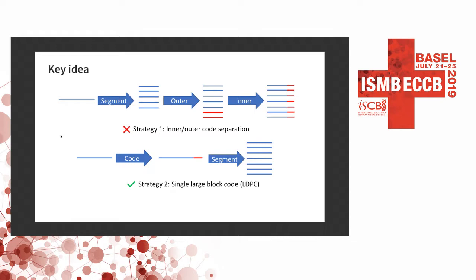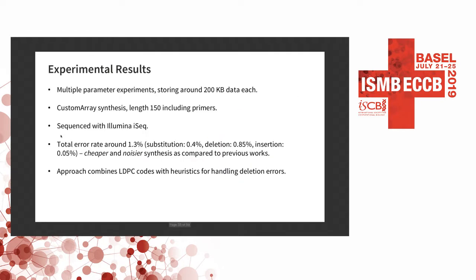Plus we use a lot of other heuristics for handling deletion errors, insertions, etc. So we did some small experiments storing around 200 kilobytes of data. We did synthesis of length 150, sequencing with Illumina. The interesting thing is that even though Illumina mostly causes substitution errors, 0.4%, there are lots of deletions due to the synthesis. And note that the synthesis technology we used was cheaper, but also noisier as compared to the previous works. This will be important when we see the results.